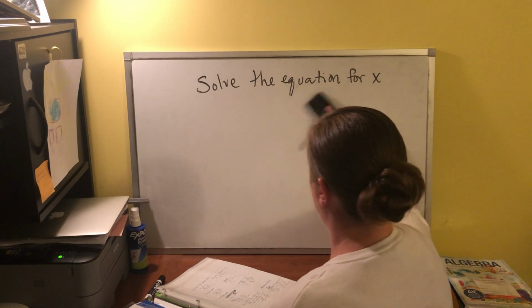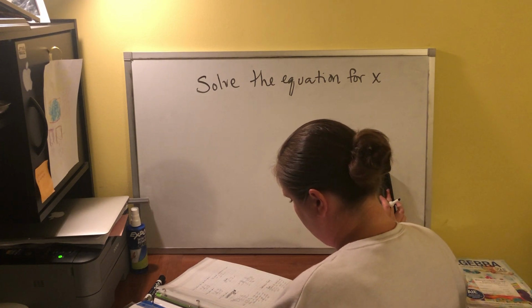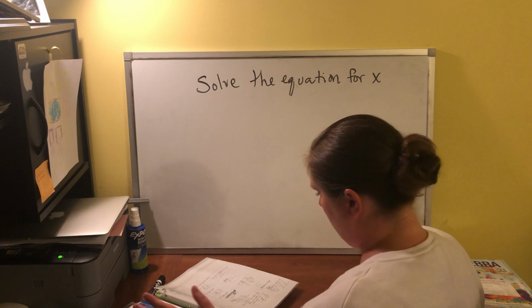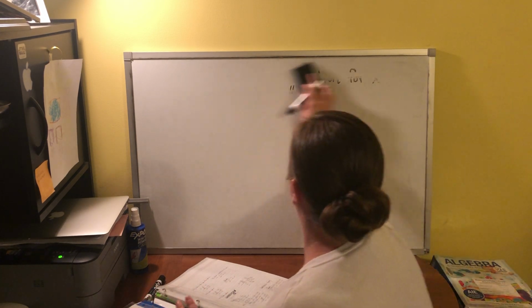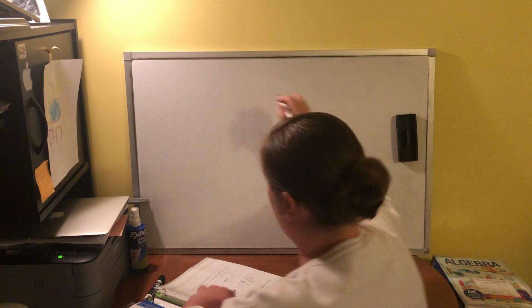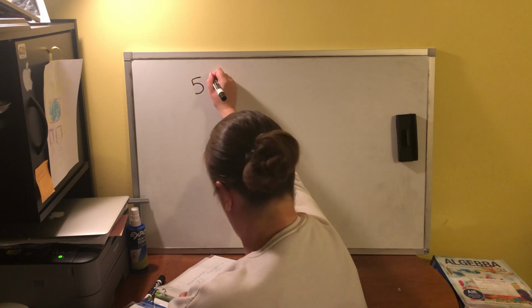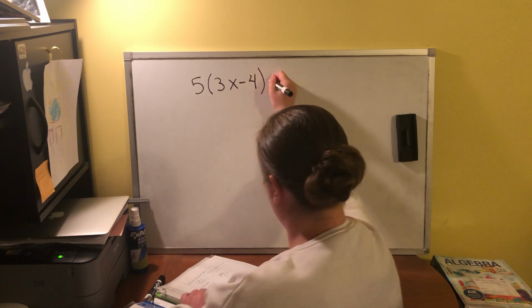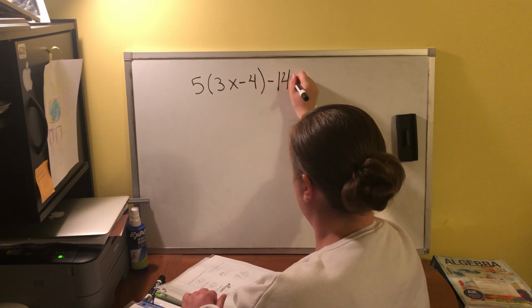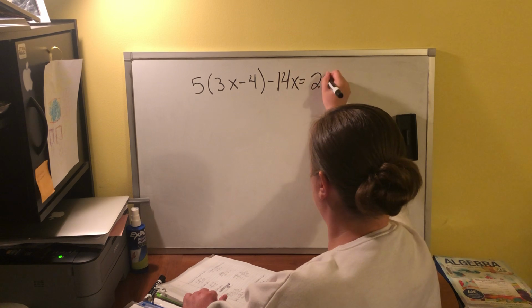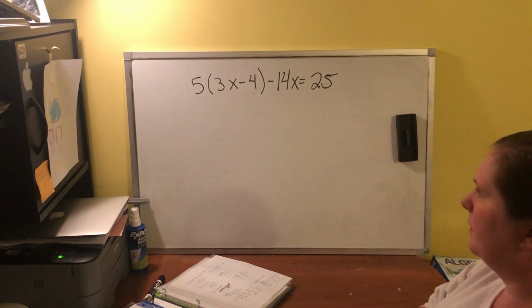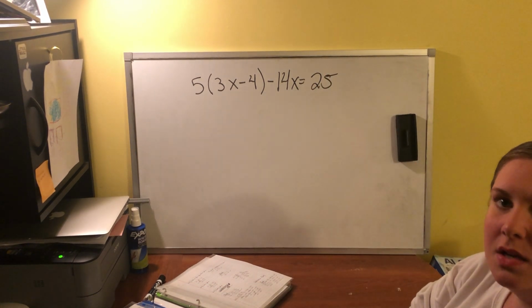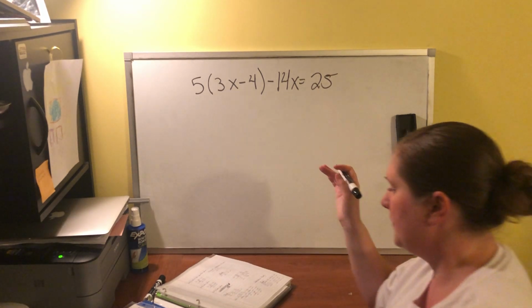Let's go ahead and do one that we need to do a little bit more work. So we're still solving the equation. Let's still do it for x. And let's do 5 times the quantity of 3x minus 4 minus 14x equals 25. So let's solve this for x. So as you can see, we have a little bit of work to do.